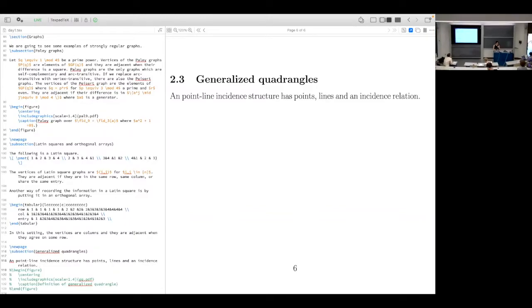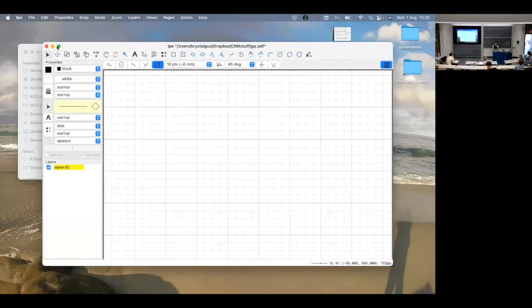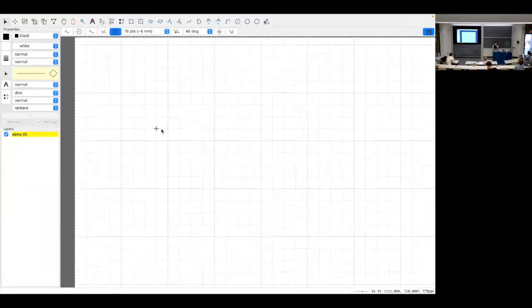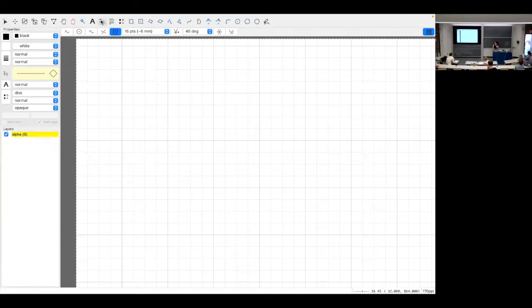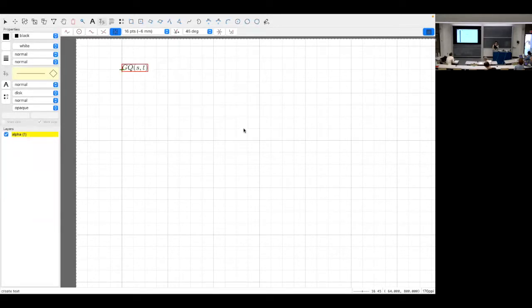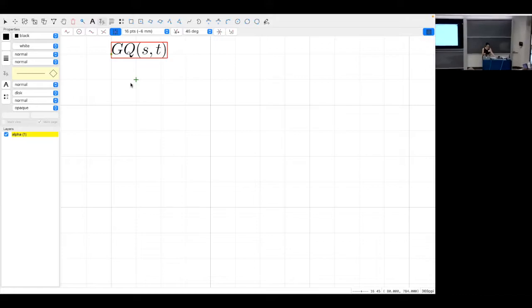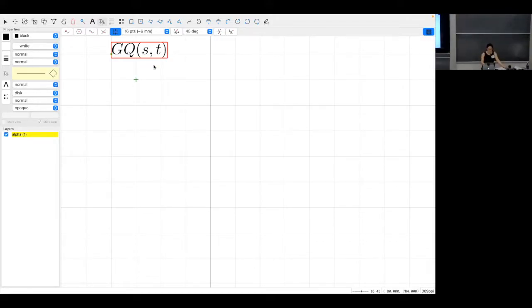Okay, so let us just draw the definition of a generalized quadrangle. The reason I had to share the entire screen. So a generalized quadrangle, denoted GQ(s,t), is a thing that takes as input 2 numbers, s and t, and it's an incidence structure. So I have to tell you some rules about some points and some lines.